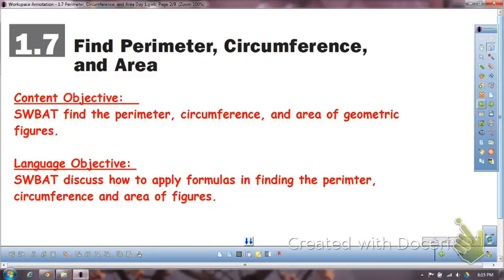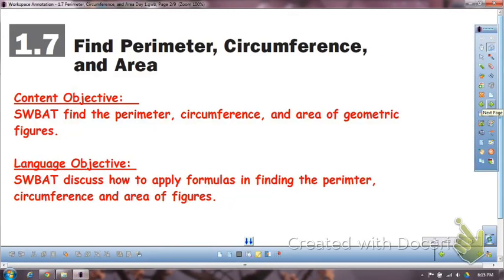Let's go ahead and review the objectives from yesterday. They're the same today, and you'll be doing similar types of problems. So you will be doing section 1.7 again from the textbook, find perimeter, circumference, and area. The content objectives: students will be able to find the perimeter, circumference, and area of geometric figures. The language objective: students will be able to discuss how to apply formulas in finding the perimeter, circumference, and area of figures. So once again, they're the same as before.